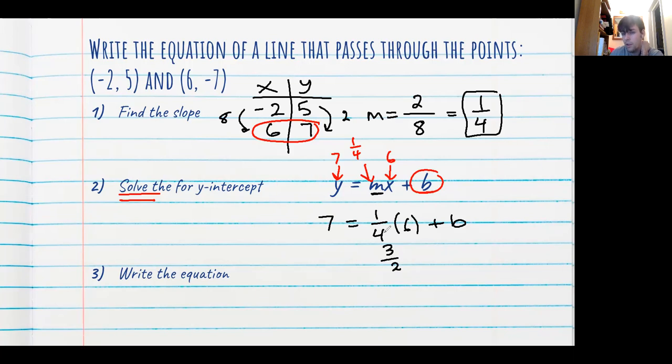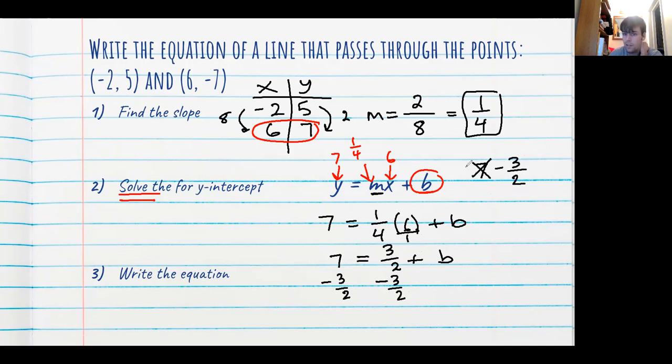The reason we're getting 3/2 is because I'm multiplying a fraction times a whole number. This is really 6/1. So I end up getting 6/4, which reduces to 3/2. Okay. And then I need to subtract 3/2 from both sides, right? Get rid of 3/2, minus 3/2. Now, I'm doing a little fraction, mixed number subtraction.